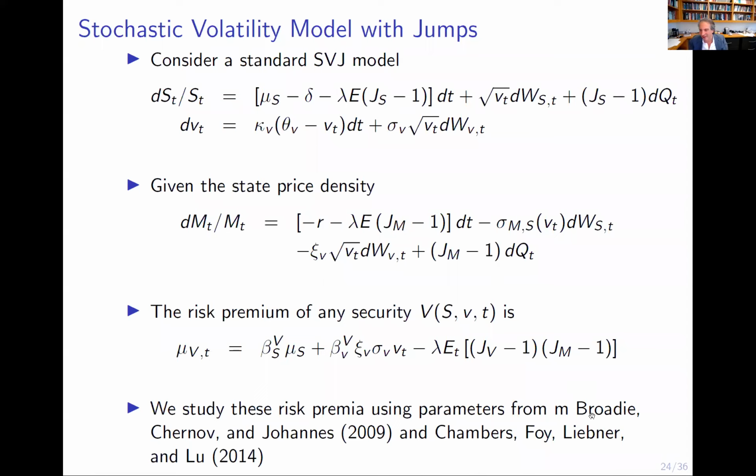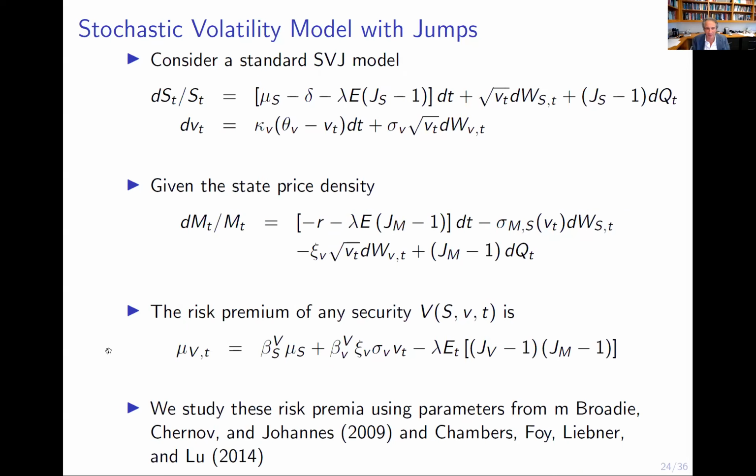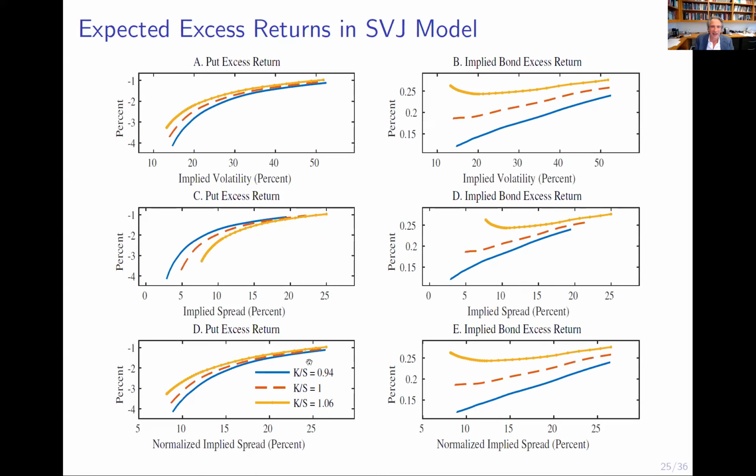We didn't want to estimate all these. So we take standard data from the literature: Broadie, Chernov, and Johannes, and Chamberlain, Foy, and Liebner. It turns out that they do the same estimation with some little differences. We just use their parameters. Very standard. The paper by Broadie, Chernov, and Johannes has like a million citations. So we went with the standard, most recent ones. And this is what happens. And there is a formula for it. These are not simulated. The one before is a formula. There is beta, mu, etc. There is no simulation here.